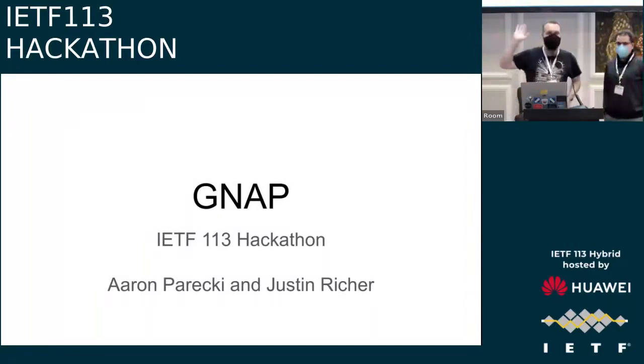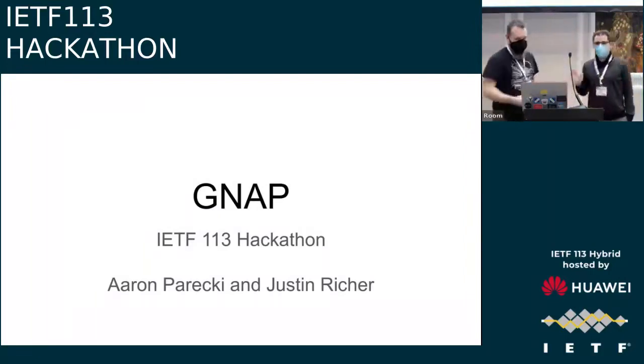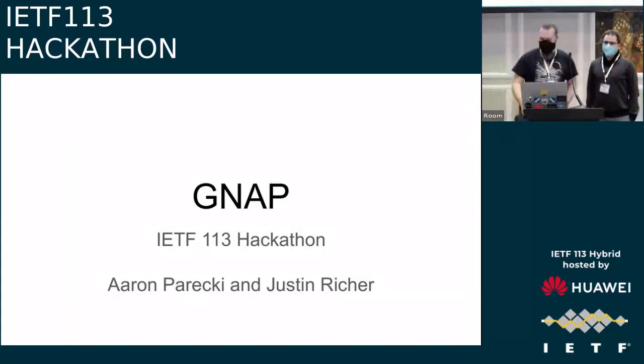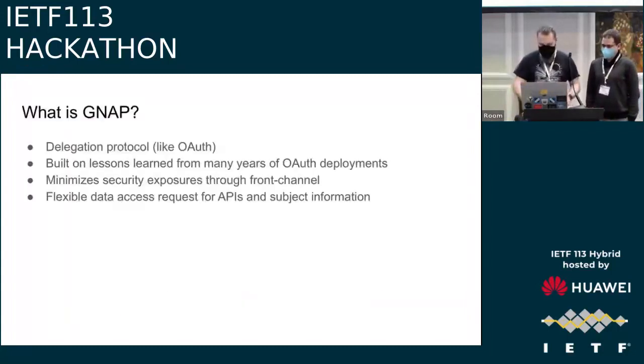All right. Hi, everybody. I'm Justin Richer, Aaron Parecki, and we've only got like, what, 28 slides? So this will be quick. All right, so GNAP is a delegation protocol, a lot like OAuth, and in fact, it's based on a lot of the things that we've learned over the last decade of deploying OAuth in lots of different circumstances and situations, and trying to do that type of protocol newer and better.